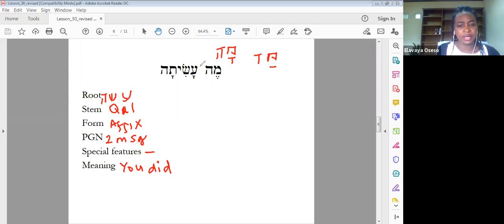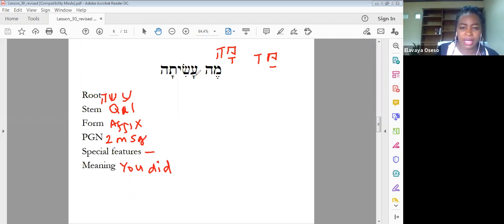You need to check the beginning of the word that follows it. Is it a guttural? Maybe that's why it has the segol. Okay, but then it's not something you really have to memorize. Once you know that the mem and the he, already it gives you an idea that this probably could be the interrogative pronoun ma. Okay, so just take note of that.